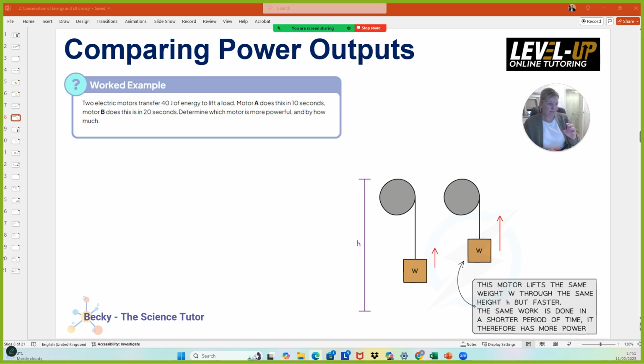Okay, so here we've got an example of two electric motors. It's a good job it's half term next week. Each transfers 40 joules of energy to lift a load. Motor A does it in 10 seconds and motor B does it in 20 seconds. Determine which motor is more powerful and by how much.